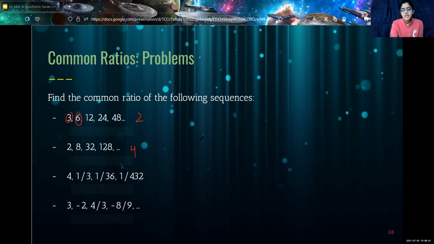I'm mostly going to be calling on people who aren't participating. So Prisha, would you care to unmute and say what the common ratio of the third sequence is? What would you multiply this by to get this?